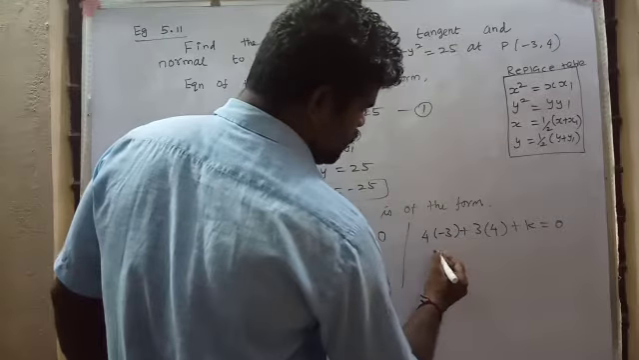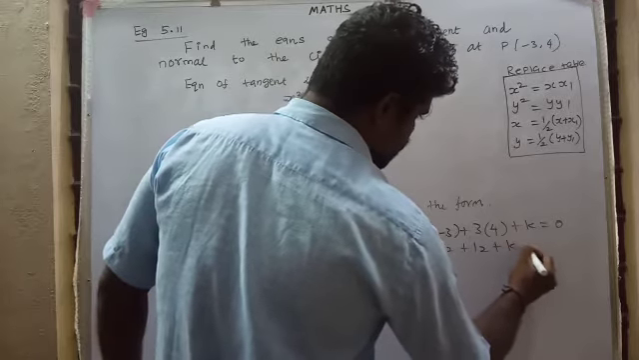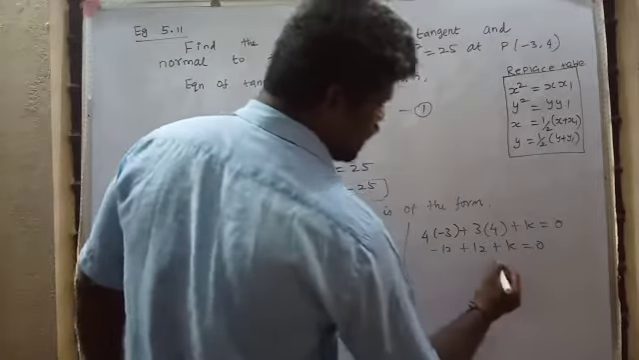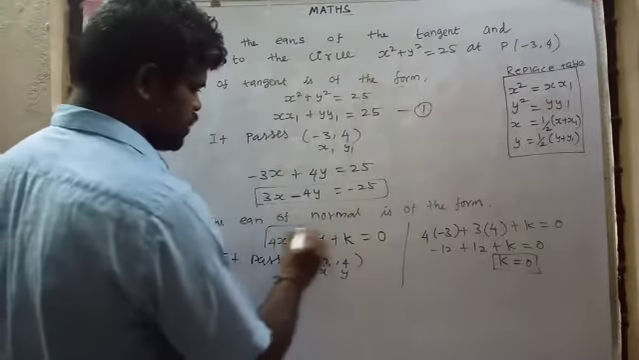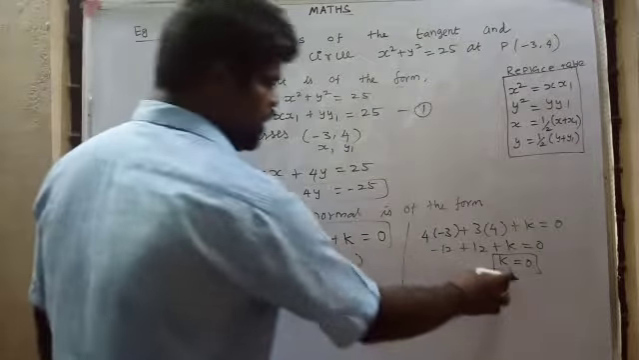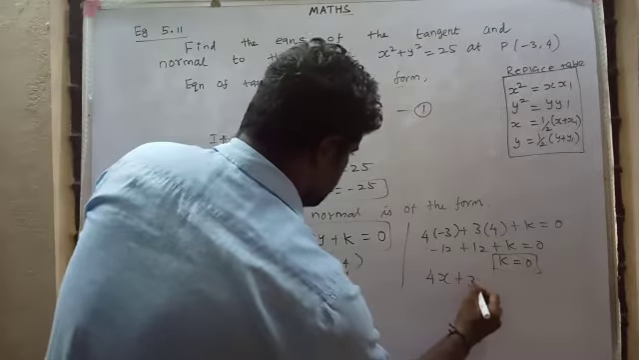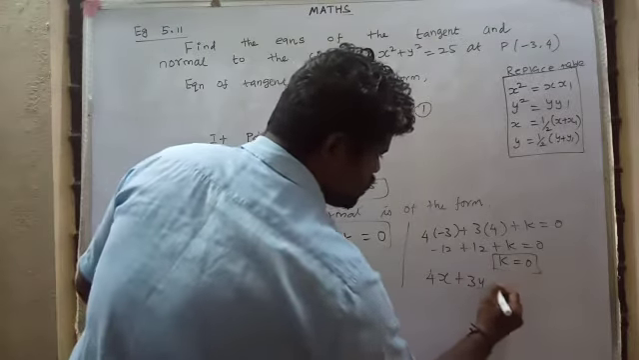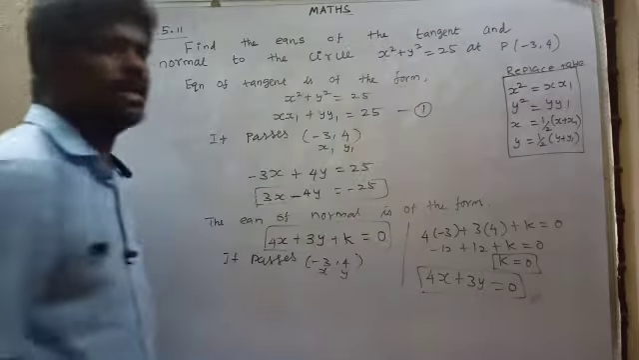4 into minus 3 means minus 12. Here plus 12 plus k equal to 0. Minus 12 plus 12 cancel, therefore k equal to 0. Therefore the equation must be, apply the value k: 4x plus 3y plus k value is 0, so equal to 0, which is the required equation of normal.